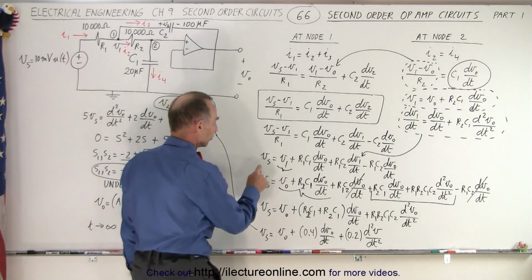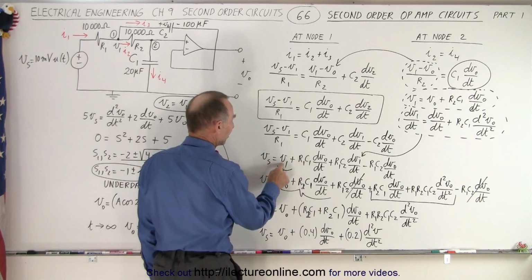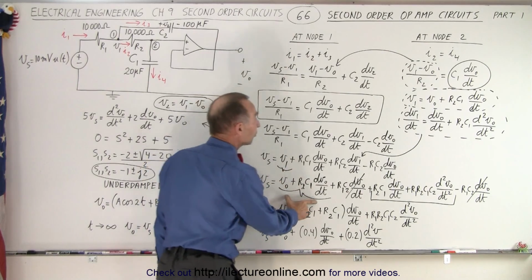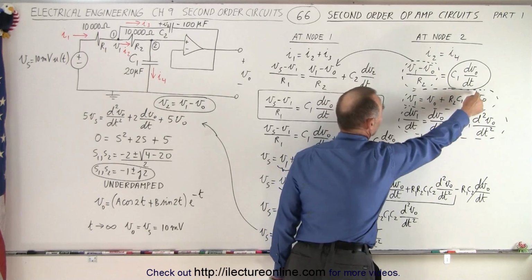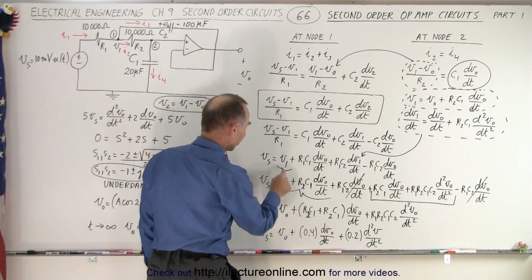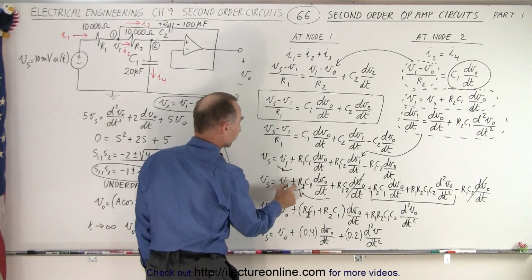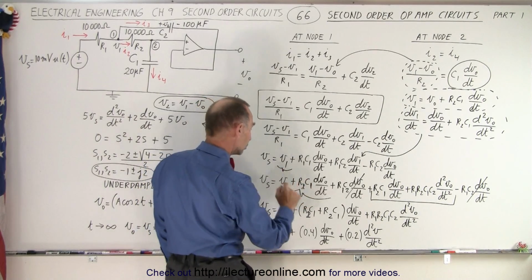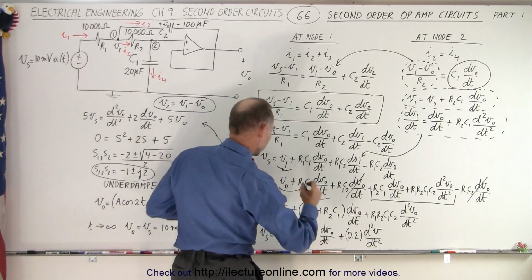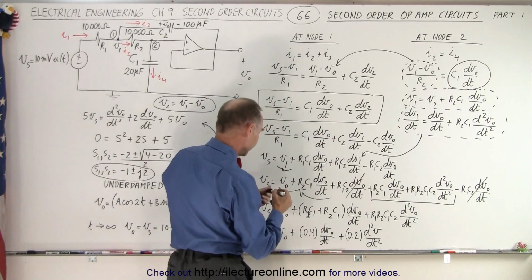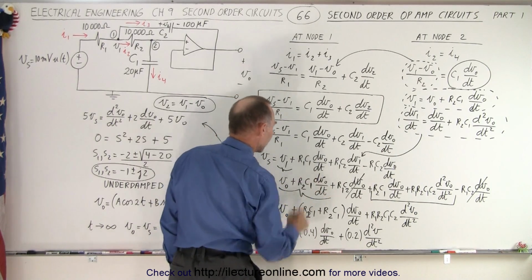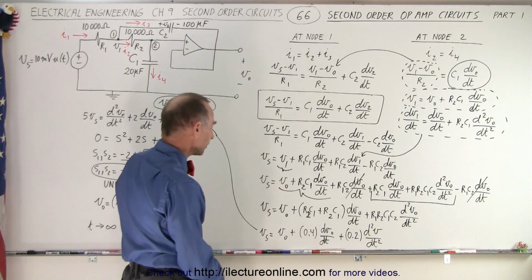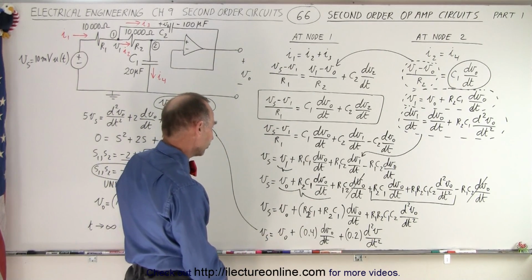Over here we made another substitution. Notice that V1 can be replaced by this. Notice that V1 is defined as the output voltage plus R2C1 times the derivative of the output voltage. So V1 was replaced by the output voltage plus R1C1, oh, that would be R2C1, R2C1 times the derivative of the output voltage. Okay, so far so good.